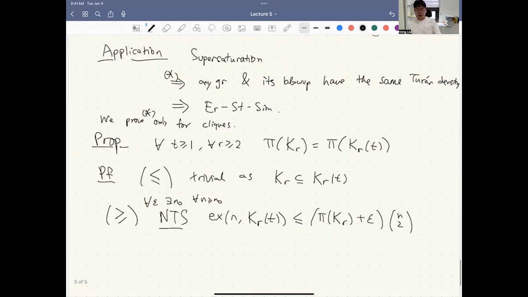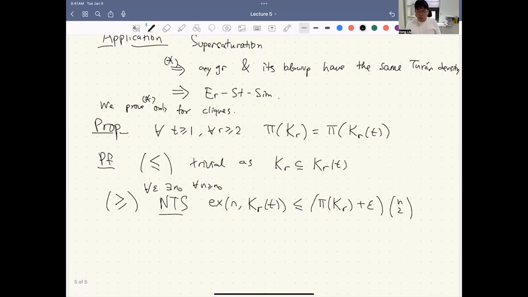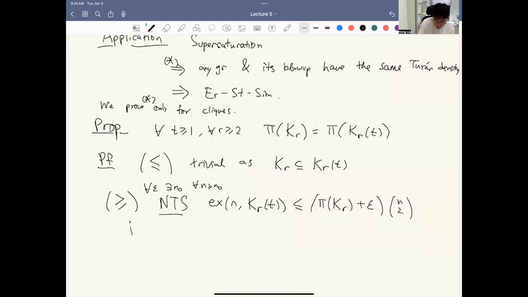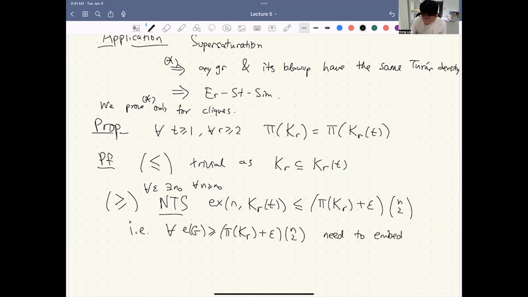Basically, this is how we use supersaturation. Let me first say the idea. We're given the graph G with this many edges, and we want to embed this guy, right? So let me write it down. In other words, for every G with this many edges, we need to embed K_R^t in G.